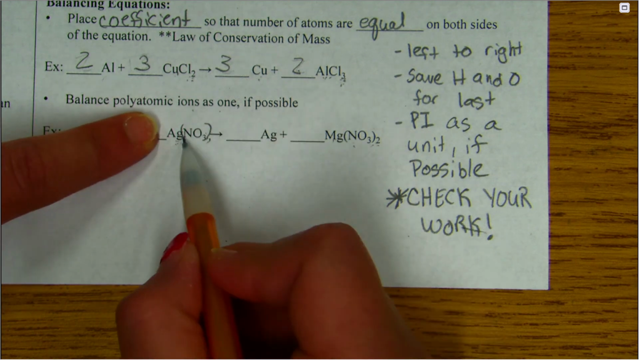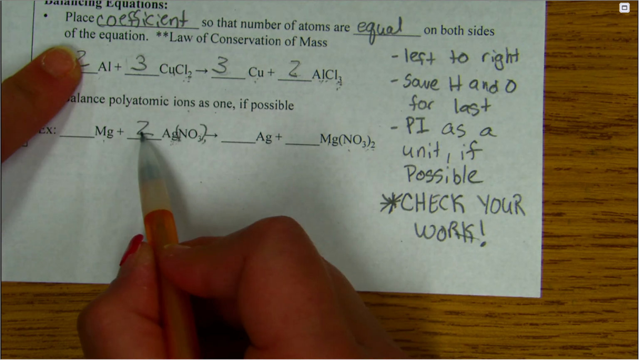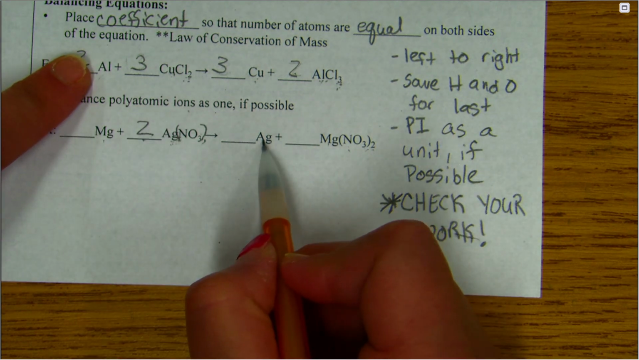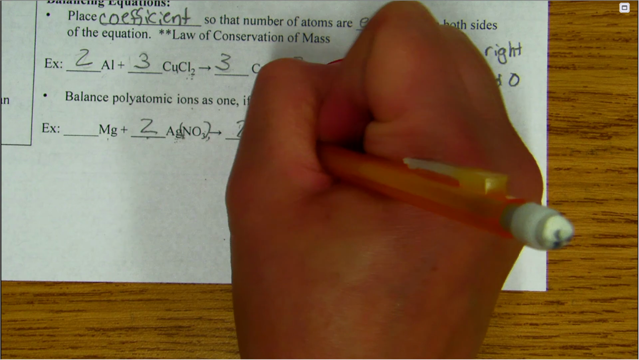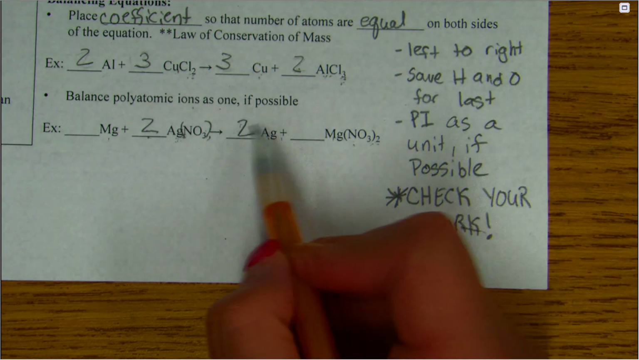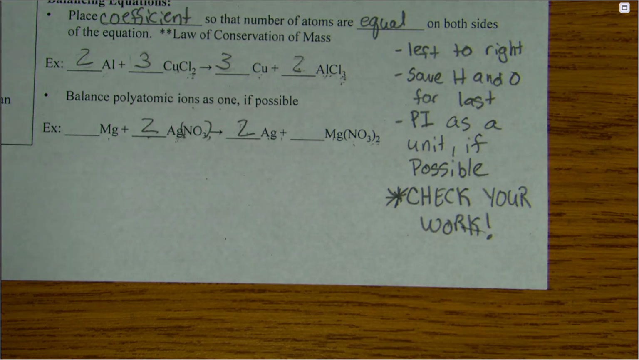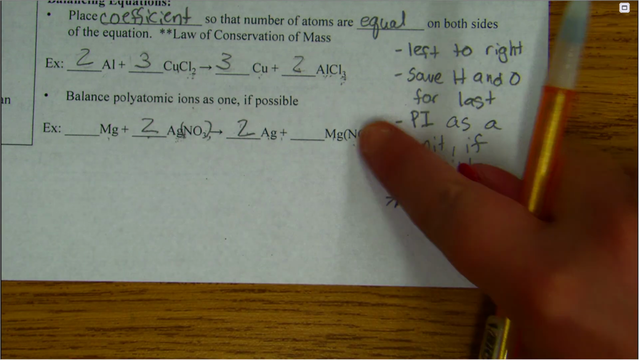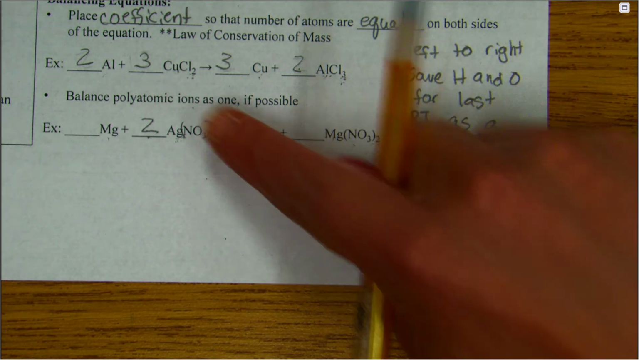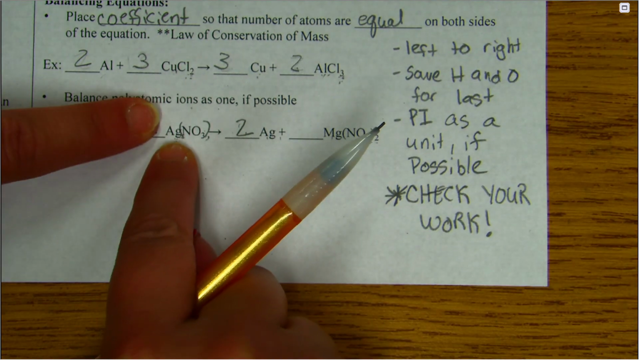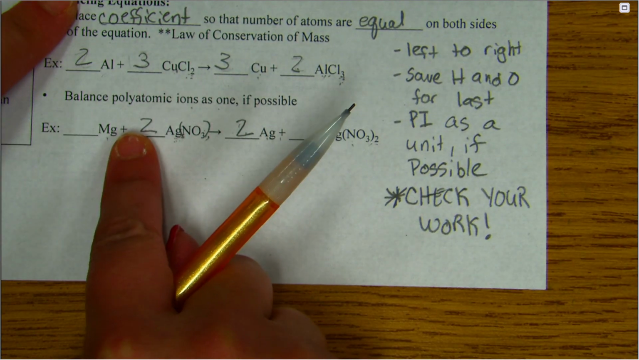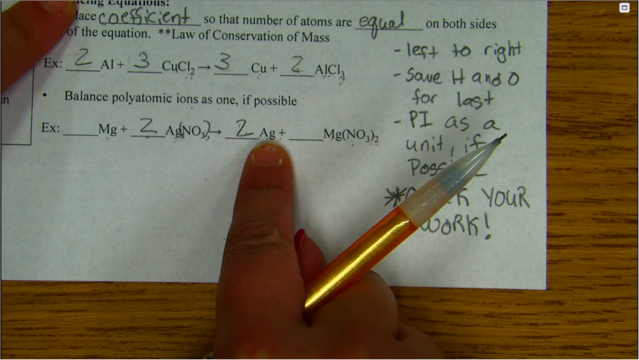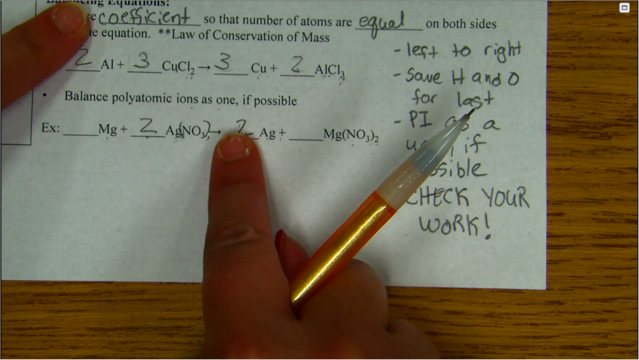I started with 1 silver. 1 times 2 is 2. So how many silvers do I have over here? 2. 1 times 2 is 2. And finally, let's check our work. I have 1 magnesium on the left and 1 on the right. I started with 1 silver. 1 times 2 is 2. I have 2 silvers on the right. 1 times 2 is 2.